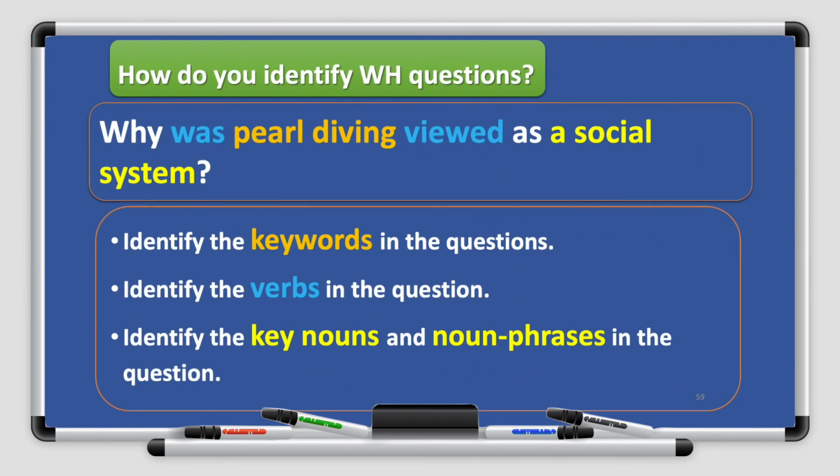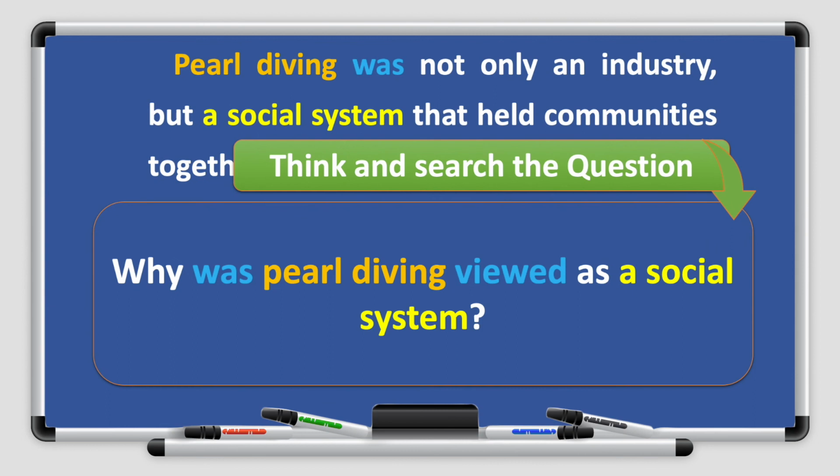How do we identify WH questions? Why was pearl diving viewed as a social system? You have to identify the keywords in the question. Identify the verbs in the question. Identify the key nouns and noun phrases in the question. We have was viewed, verb, pearl diving, keywords, and social system, noun phrase. This is a think and search question.